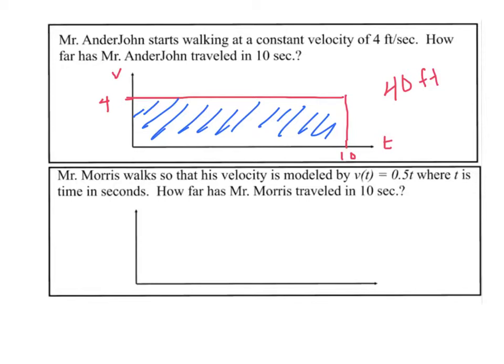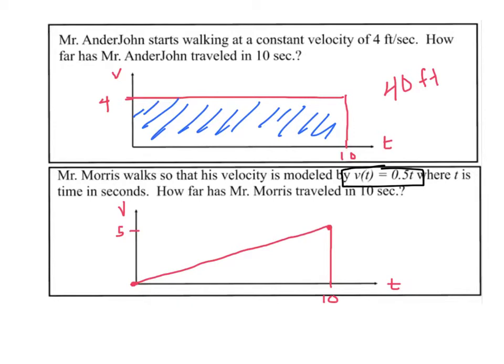Mr. Morris walks so that his velocity is modeled by this equation of 0.5t, where t is time in seconds. So now it's a little different because it's not a constant. We're still wondering about 10 seconds, so I'll put that here. Now, this 0.5t, at time 0, that means he's going 0, and at time 10, he's going 5. So let's put 5 here. And of course, it's linear, so it's going to look something like that.